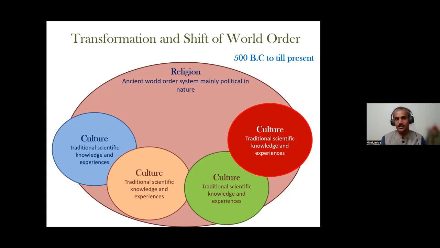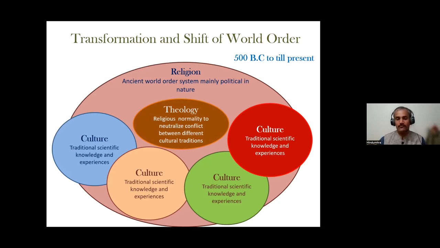So the Greek political order has a Greek religion, the Roman political order has a Roman religion, and similarly, the Christian religion has a Christian political order. So that's how it started expanding its territories, taking different cultures into its wings, and normalizing all the cultures.